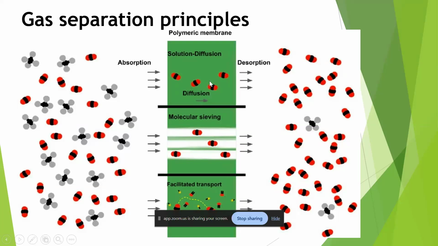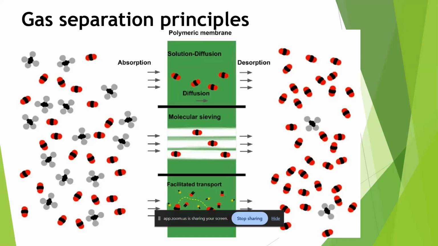So the solution diffusion principle is that the CO2 will gradually dissolve into, it will be absorbed on the surface, it will be absorbed into the polymer, and it dissolves and it diffuses and it desorbs to the other surface. And this kind of gas separation principle is called solution diffusion. And in the next one, molecular sieving. Molecular sieving, as the term suggests, it is a sieving mechanism.